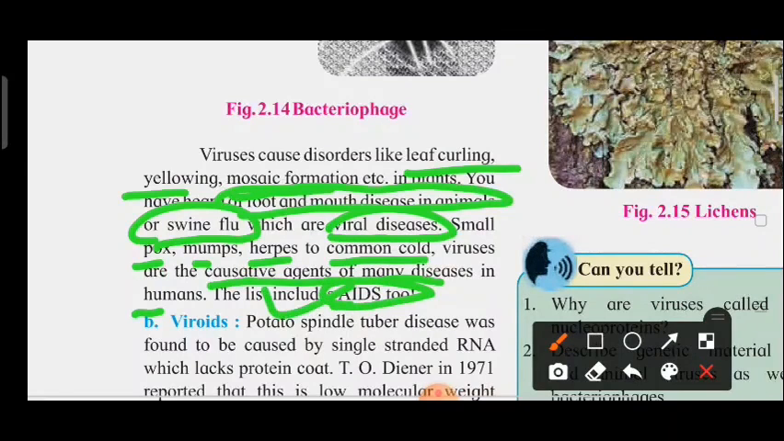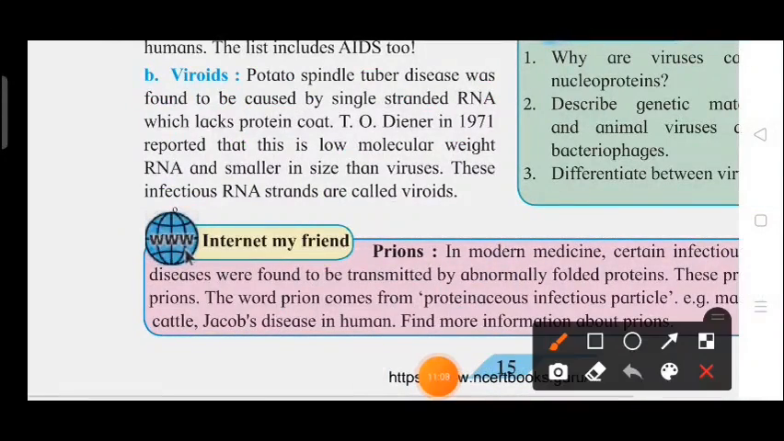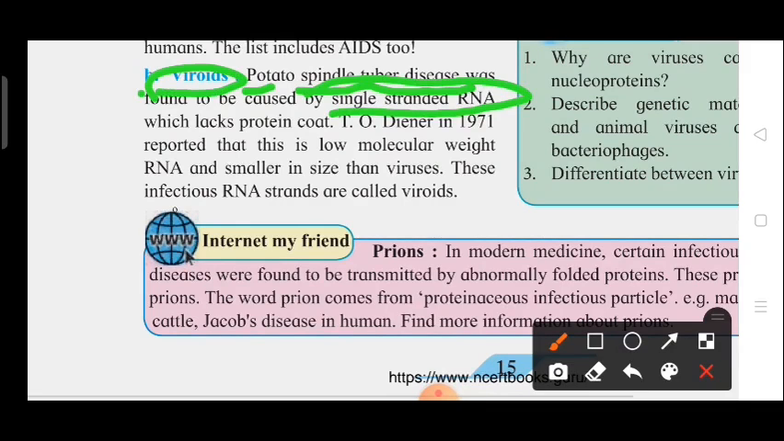AIDS is the deadliest disease. Acquired immunodeficiency syndrome is called AIDS. About the viroid, what is meant by viroid? Potato spindle tuber disease was found to be caused by a single stranded RNA. Viroid has single stranded RNA.